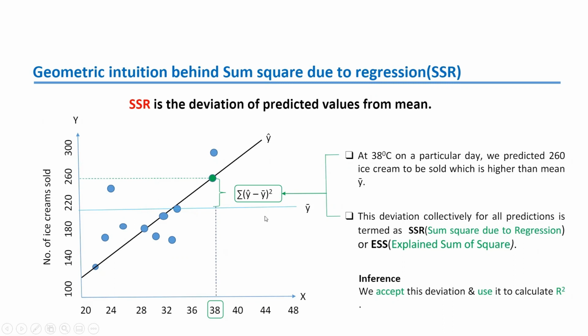sum square due to regression, or explained sum of square. So you know that there is some deviation from your mean value. When I say mean value, it's actually the mean of all these blue points. You are creating a mean value, and you know that this is an explained value. My average was somewhere around say 200 and I am getting 260 and the difference is 60. I know this is getting explained to us, and we call it SSR, sum square due to regression. We accept this deviation to calculate the R square value. We'll calculate the R square value next. So this is your sum squared due to regression.